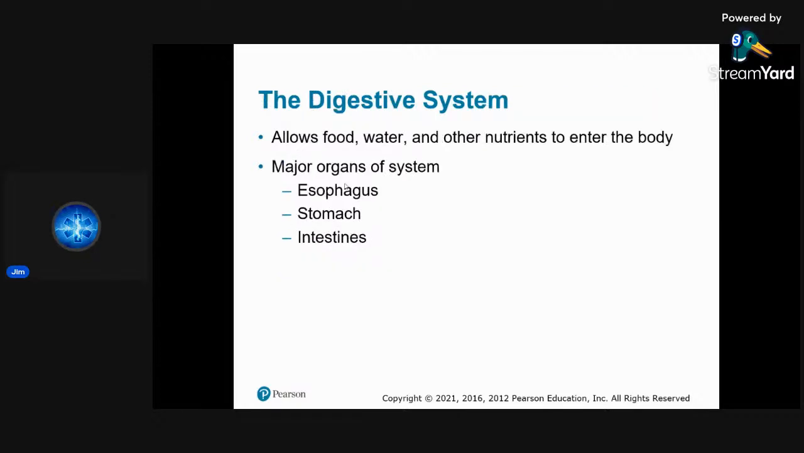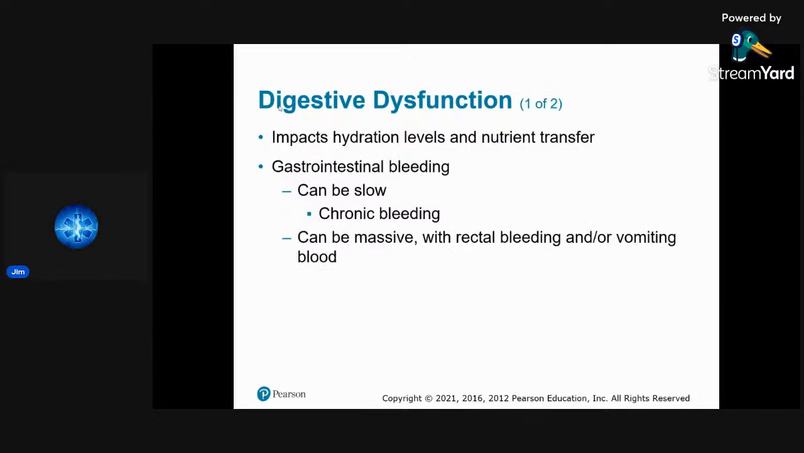The digestive system allows food, water, and other nutrients into the body, right? Major organs are the esophagus, stomach, and intestines. They didn't mention the mouth here, but that's a big part of the system as well. Digestive dysfunction impacts hydration levels and nutrient transfer, like we talked about earlier, right? If you have a lot of vomiting or diarrhea, you can get dehydrated.